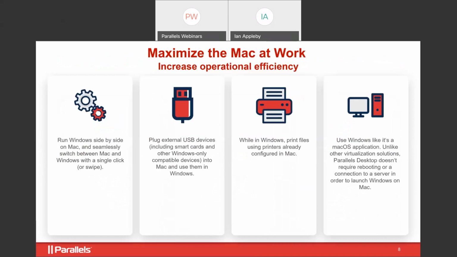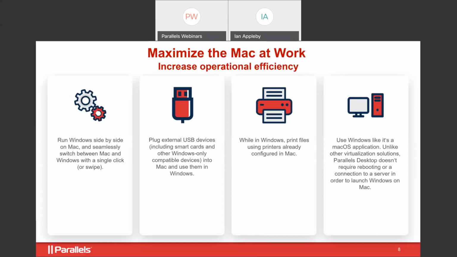What else do we do to increase operational efficiency? So the first thing and the most important thing, and what we're really known for, is running Windows side by side on a Mac with the Mac operating system, and being able to switch seamlessly between the Mac and the Windows environments, either running them in a coherence mode where they're absolutely integrated, or simply by swiping 3 fingers on the trackpad, moving between Mac and Windows and swiping back again, and it's all very quick and easy.